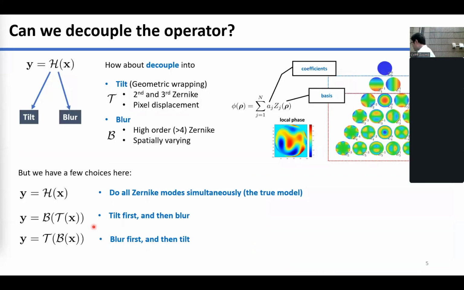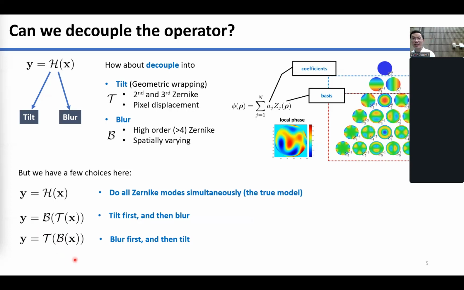So let's think about this problem. Let's forget about the randomness for a while. Just think about the blur and the tilt, the pixel displacement and the blur. Just these two issues. We can go to the Zernike space and look at the Zernike representation. We can sort of decouple them into blur and tilt. Now you have a question. The forward model should be blur first and then tilt, B first and then T, or tilt first and then blur.